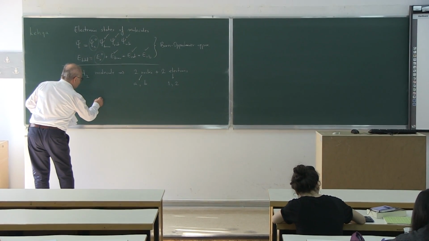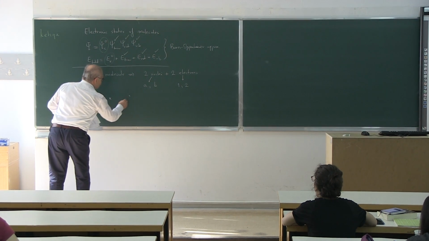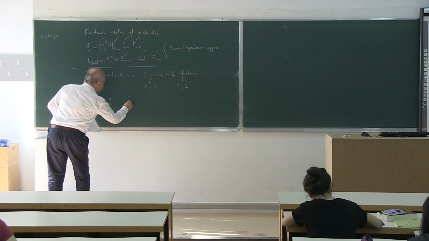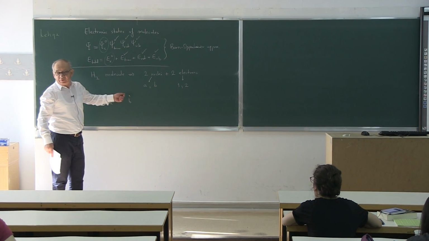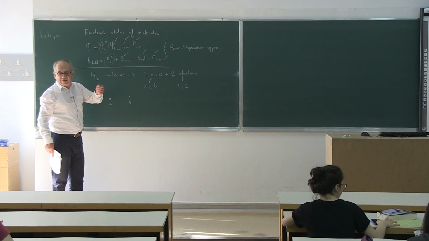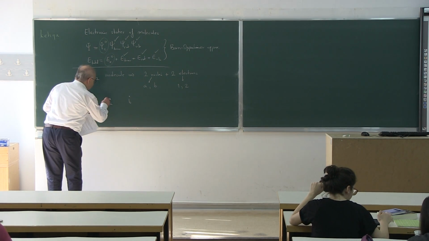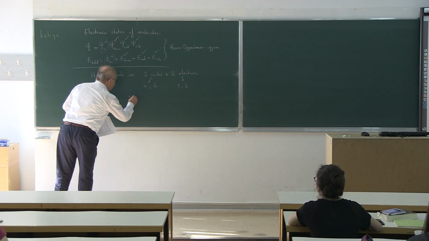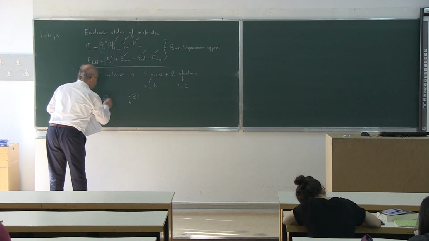Graphically, we have two nuclei. One is called A, the other is called B. These are hydrogen nuclei, and as you know, a hydrogen atom has a single proton with charge +1, and this has also +1. These are the nuclei.